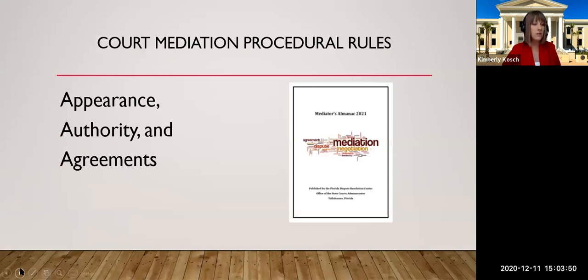And part of the materials that you received has the mediator's almanac. More importantly than referring to it today while we're speaking is the resource that it may provide for you in the future. It contains selected rules of procedure and part two of the ethical standards for mediators and sections of chapter 44 that deal with mediation, confidentiality, and privilege. Those are the authorities that we get the most questions on, so hence we have this available for you. And you can also find it on the DRC's website.